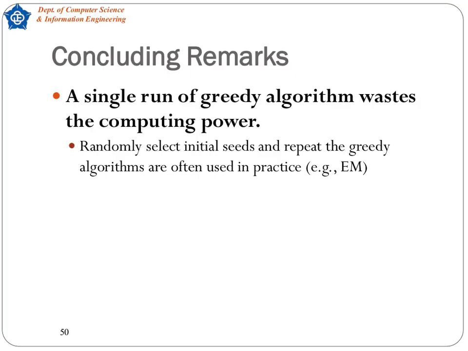All right, as we wrap up our look at the greedy algorithm, let's dive into some key concluding remarks. One crucial point to highlight is that a single run of a greedy algorithm can often waste computing power. So how do we address this practical limitation? Well, in practice, it's common to randomly select initial seeds and then repeat the greedy algorithm multiple times. You'll see this approach in well-known methods like expectation maximization, or EM, for instance.